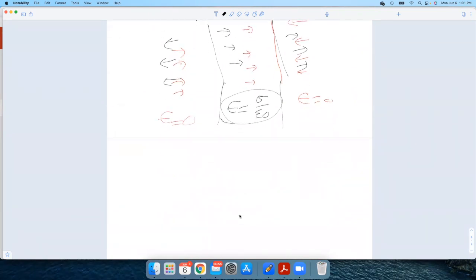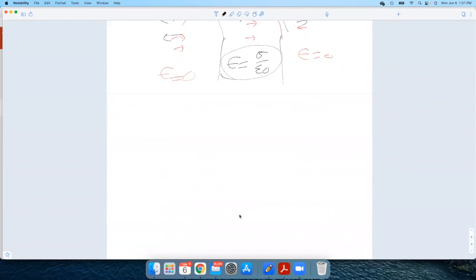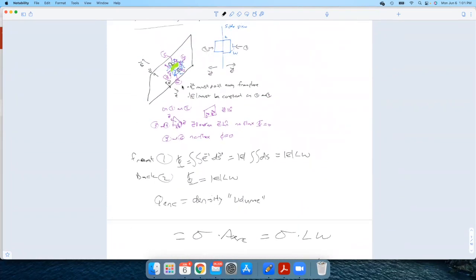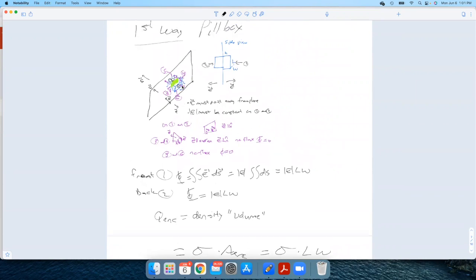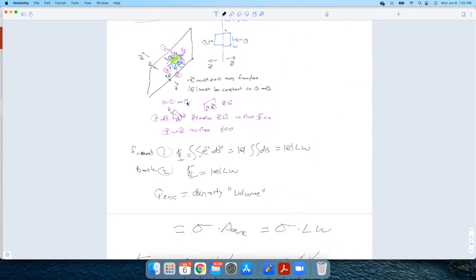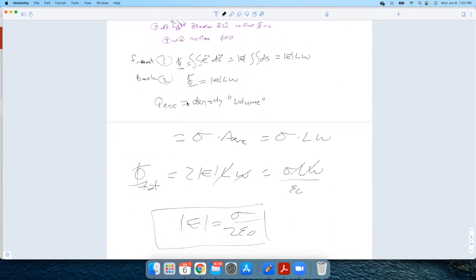Okay, I've already gone an hour. I do want to at least mention the cylinder of charge. I also said I was going to do the sheet two different ways, and I only did it using the pillbox. We could have just as easily, in fact easier, done it using a cylinder for my Gaussian surface, and then you only have three surfaces instead of six.